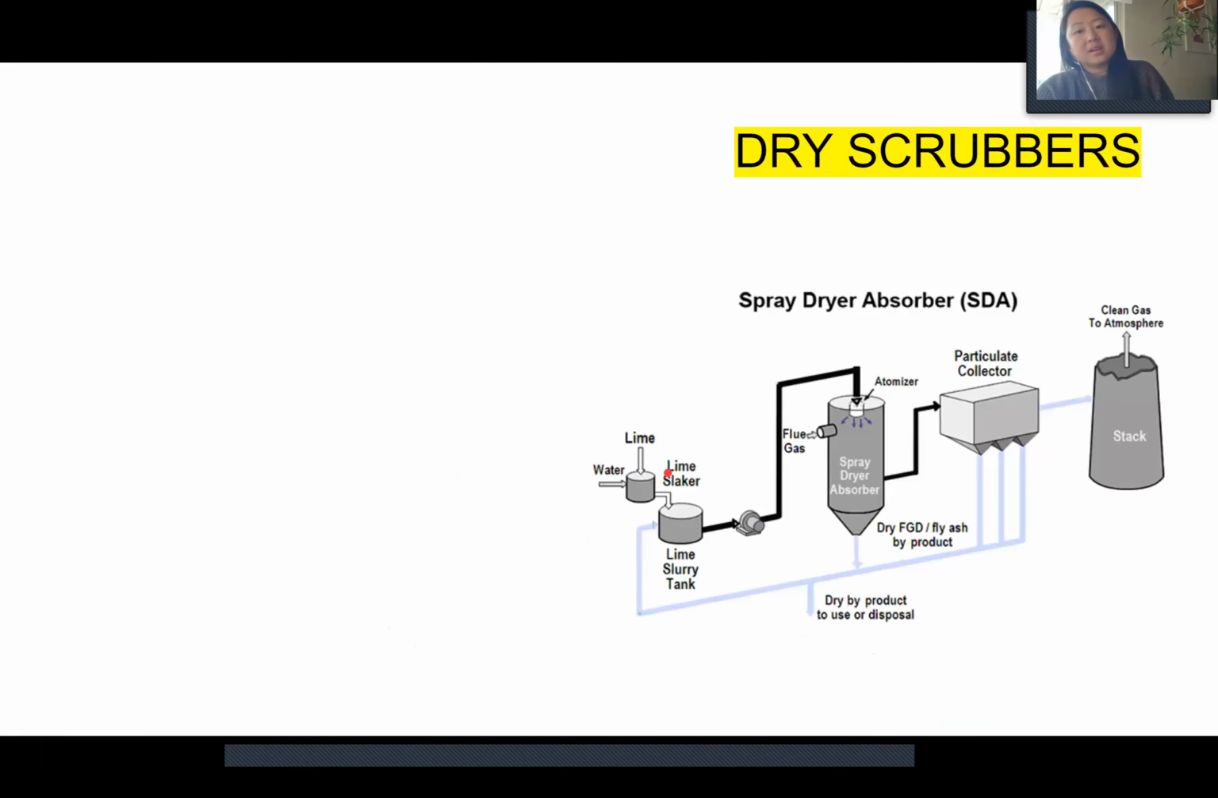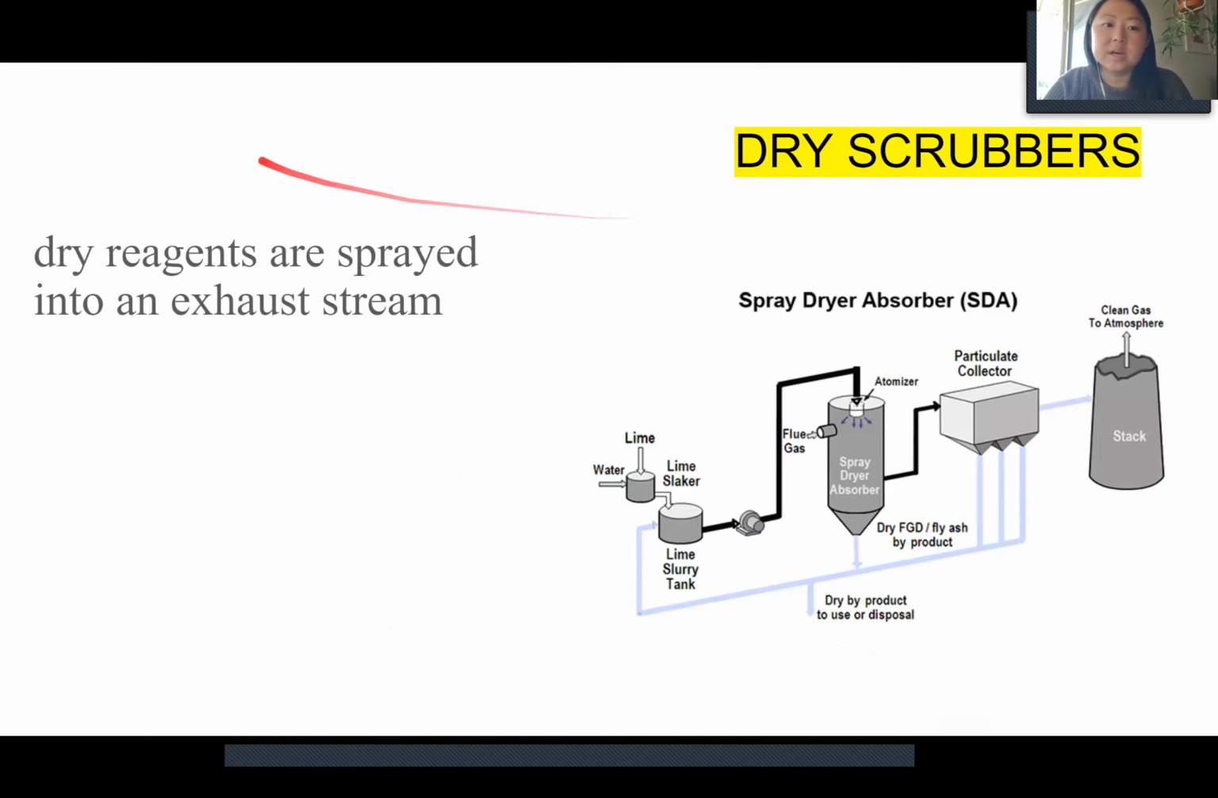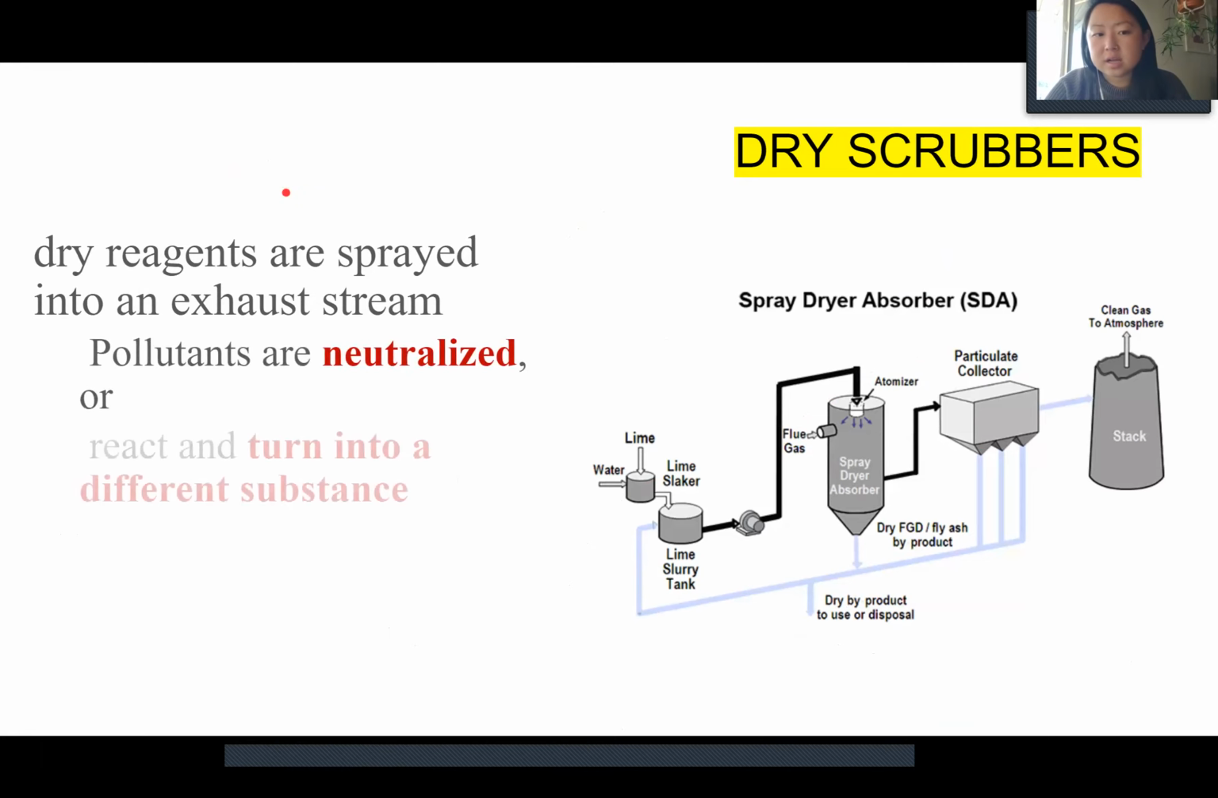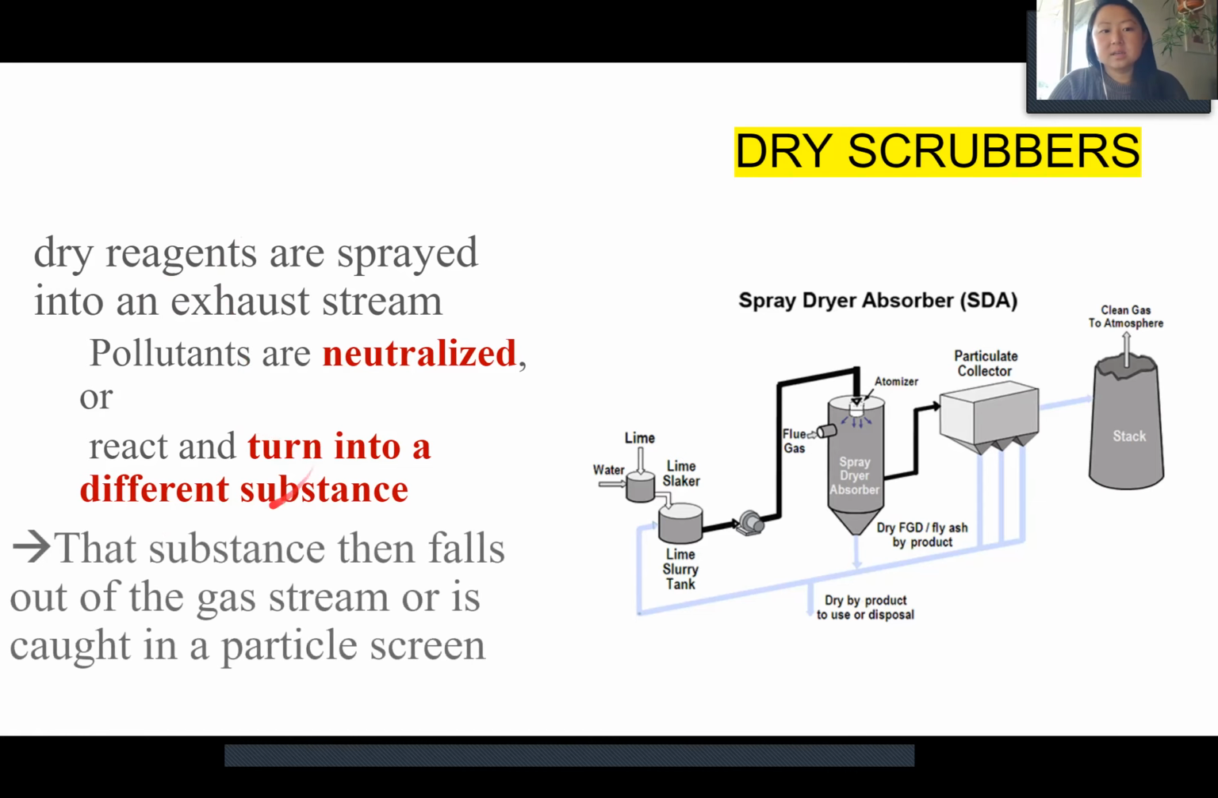Okay. So then on the flip side, there are dry scrubbers as opposed to wet scrubbers. Essentially, this uses a different mechanism. Instead of using liquid, it uses dry reagents, neutralizing chemicals that are sprayed into an exhaust system. So the pollutants are neutralized, or they react and turn into a different substance. The contaminants come in, the dry scrubber sprays some sort of reagent that diffuses the toxicity, and a chemical reaction happens so that it becomes less toxic. That substance then falls out of the gas stream or is caught in a particulate stream. So once it's neutralized, the toxic part comes out and is collected.